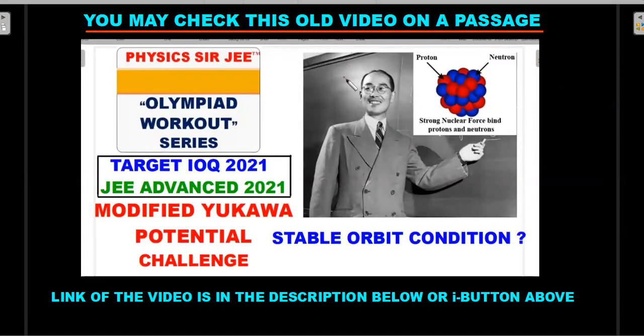Because this is an exchange force model based on Yukawa and all that, there was another video that was not watched by many, but I feel this is one of the best videos on nuclear physics I have produced, on a modified Yukawa potential. Again, a passage was given, 2 questions were answered. Stable orbit condition, very important one, already asked in the physics Olympiads and can be a candidate for a future JEE Advanced. The link of this whole video is in the description below or the I button. You can check it out.